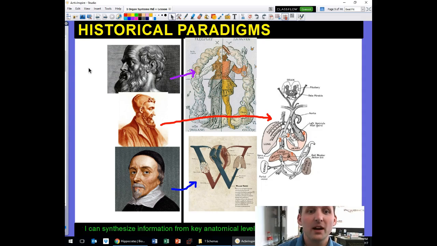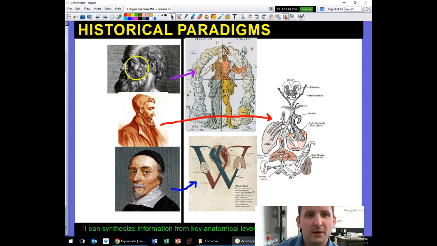So the historical paradigm was what Hippocrates started, and that paradigm followed after him, and people after him kind of assumed his basic ideas, his basic philosophy. I think this is kind of crucial to understand. We have a paradigm of the organ system that might someday be overthrown.